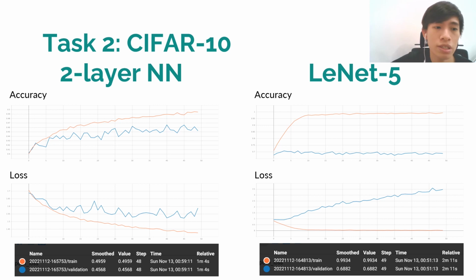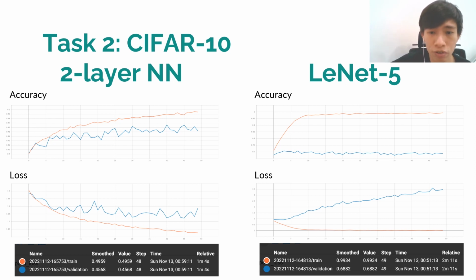Let's compare the losses. For the two-layer neural network, the loss for training is around 1.45. It's not a good thing. And on the validation phase, the loss is around 1.5. It's not pretty either. Let's compare with LeNet-5.